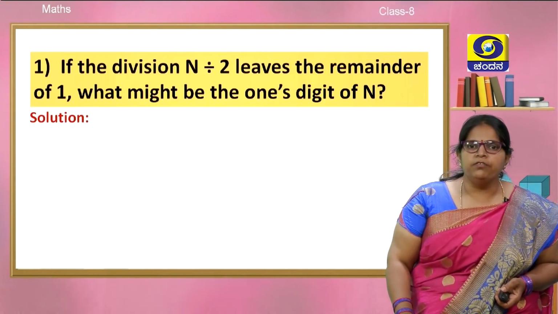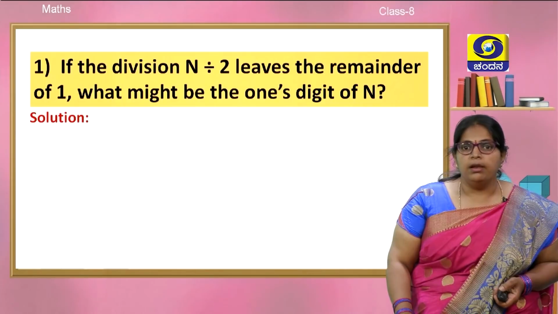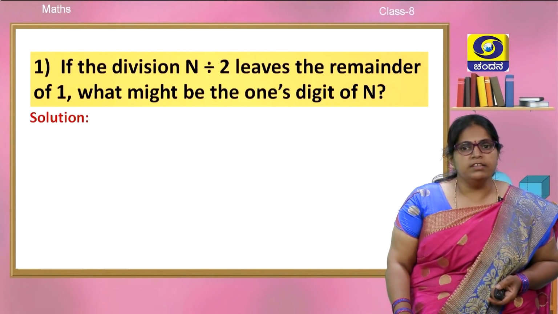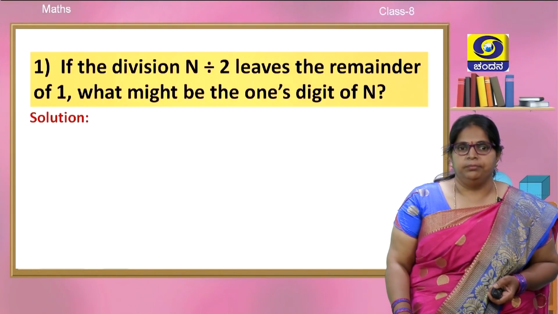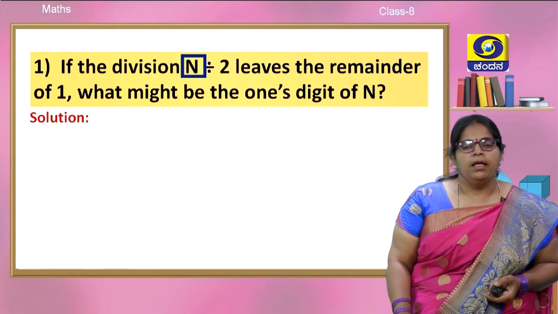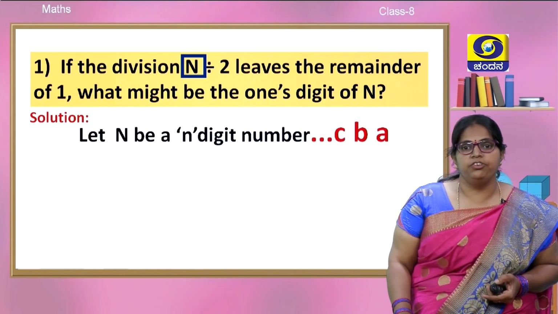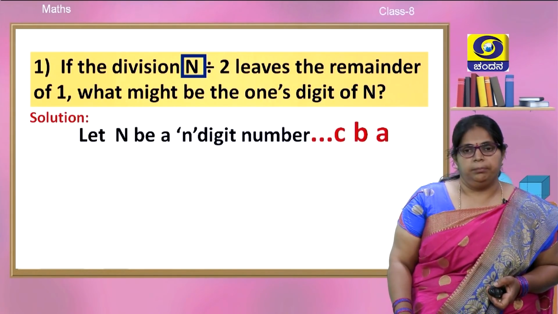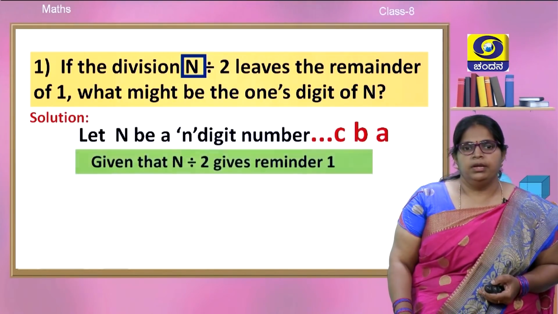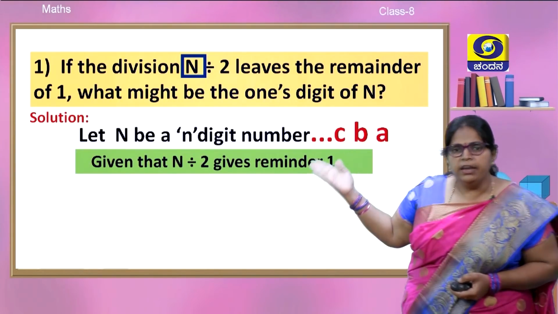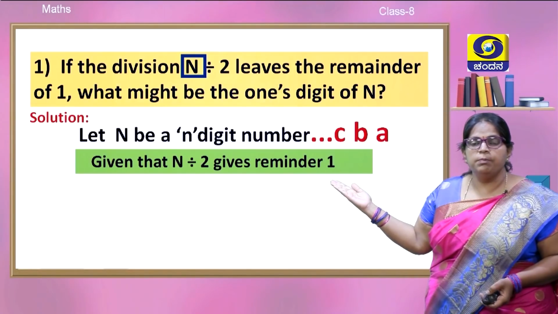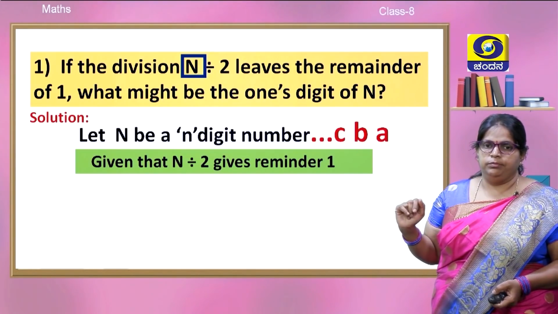If the division of n divided by 2 leaves the remainder of 1, what might be the ones digit of n? Children, let the number n be an n-digit number CBA. Now, it is given that n divided by 2 gives the remainder 1.